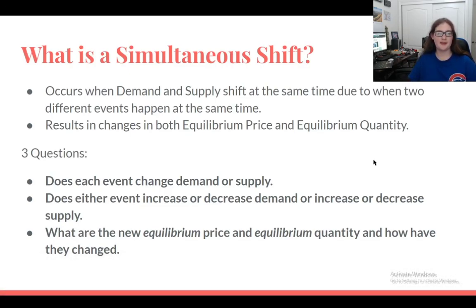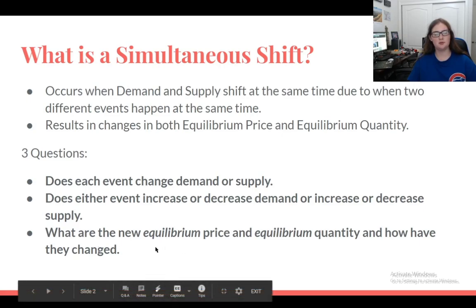It occurs when demand and supply shift at the same time, due to two different events happening at the same time. And they result in changes in both equilibrium price and equilibrium quantity. Three questions to ask yourself when you're dealing with this scenario: Does each event change demand or supply? Does either event increase or decrease demand, or increase or decrease supply? And what are the new equilibrium price and equilibrium quantity, and how have they changed?